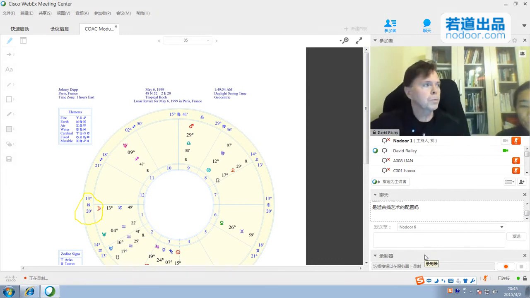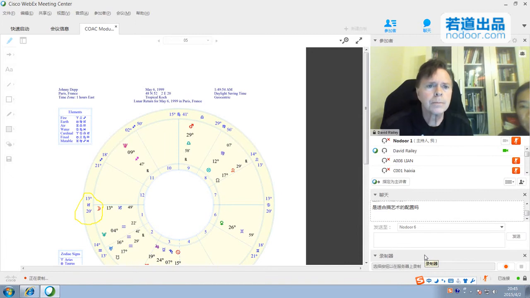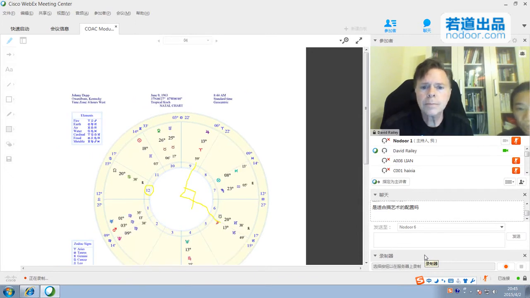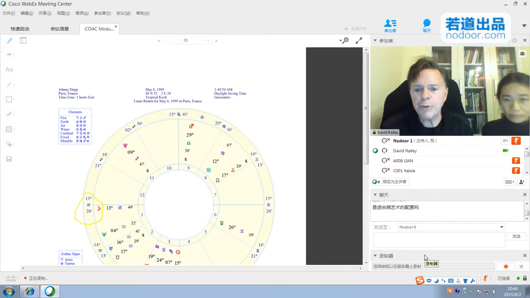So I want you to see the incredible synchronicity that occurs with place. Because this was the birth of his first daughter, whose name, as you can see over here, is Lily Rose. And she was born May 27th, 1999. You can see that was well within the range of that 28 days.